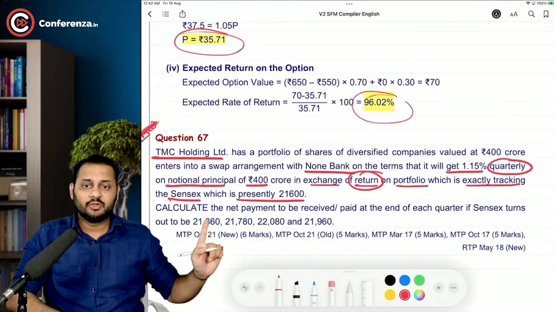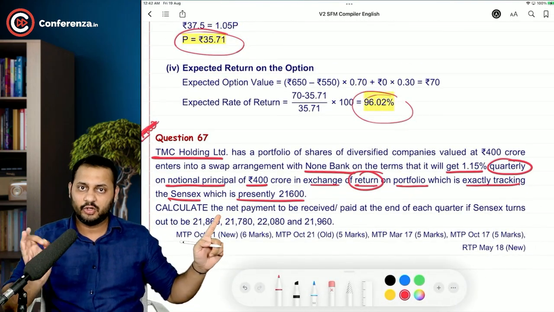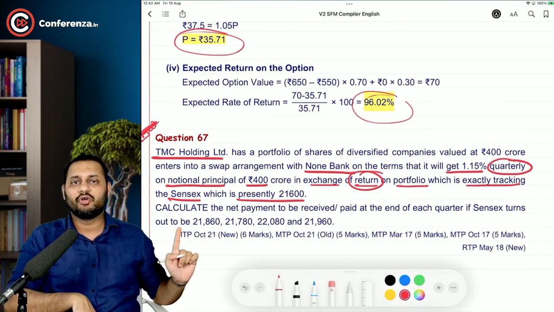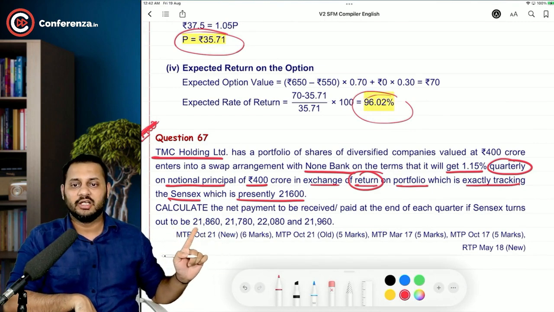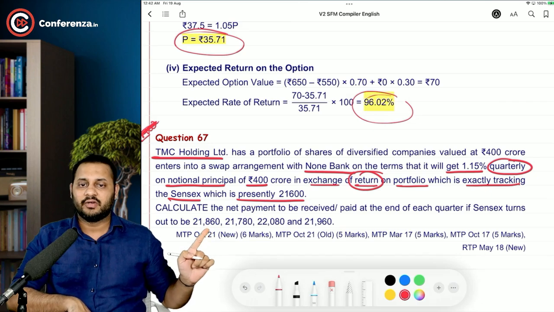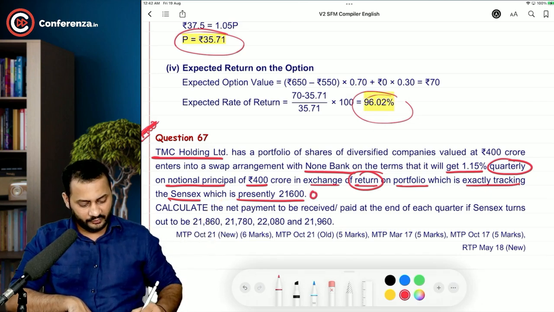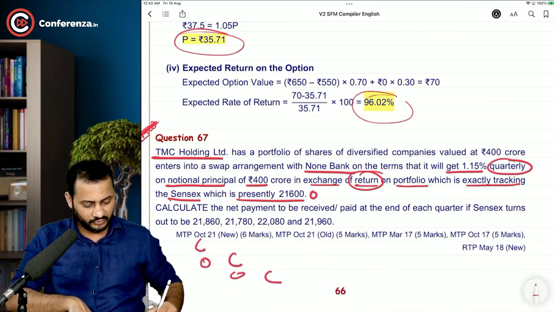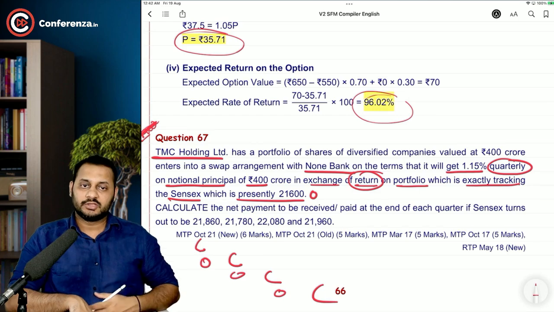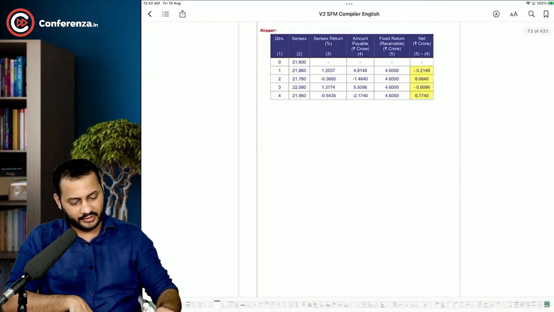Calculate the net payment to be received or paid at the end of each quarter if the Sensex turns out to be like this: 21, 21, 22, 21. So at present it is this. This becomes the opening, this is closing. Then this becomes the opening, closing, then opening, closing. This is how you have to do the calculation. I am doing it here.